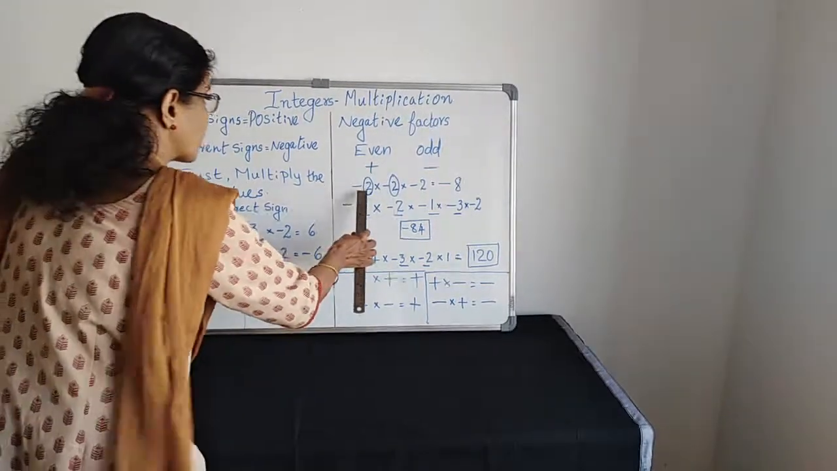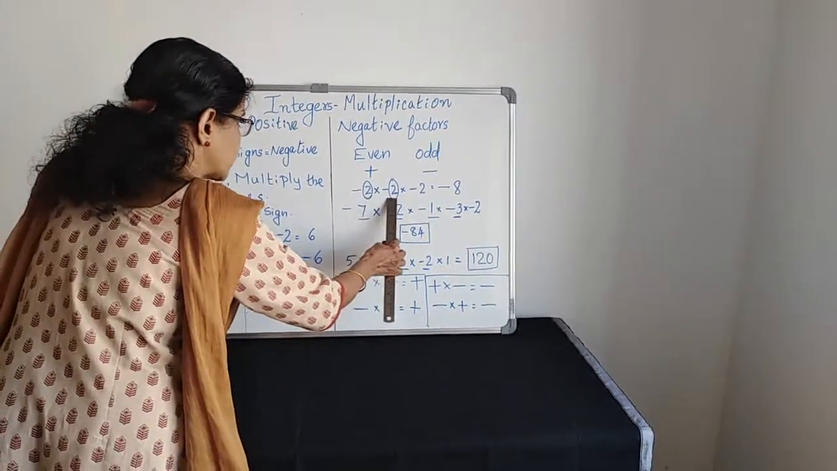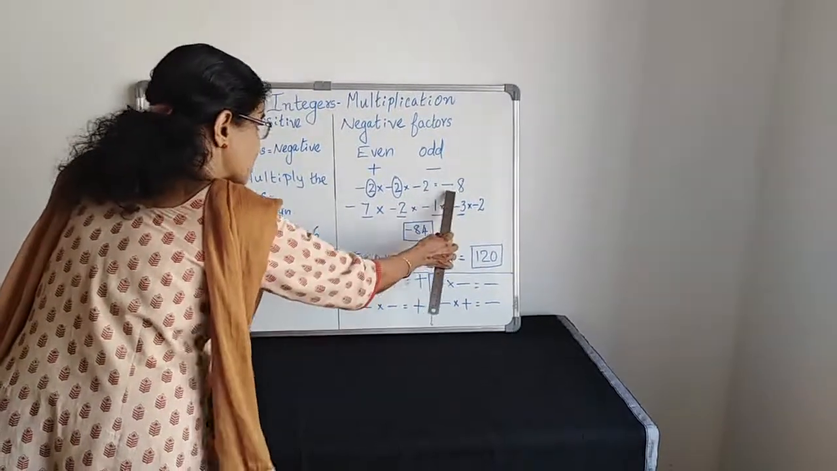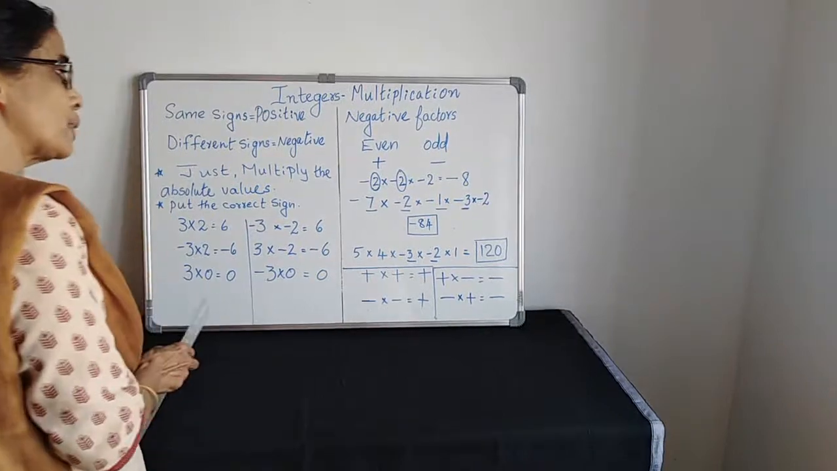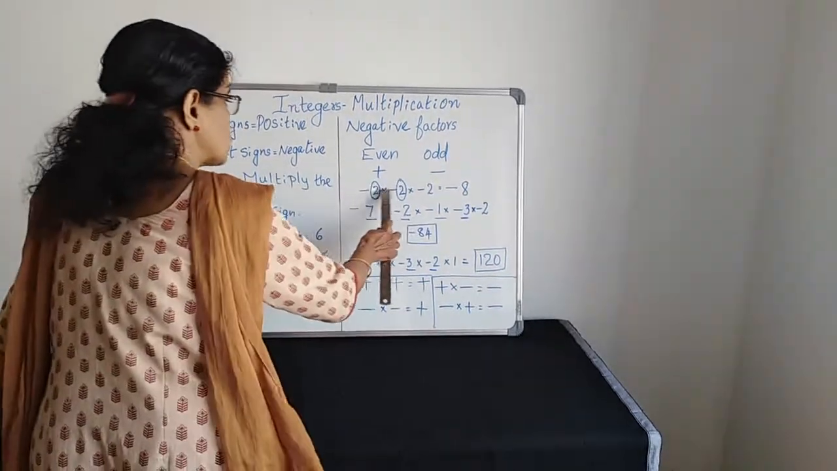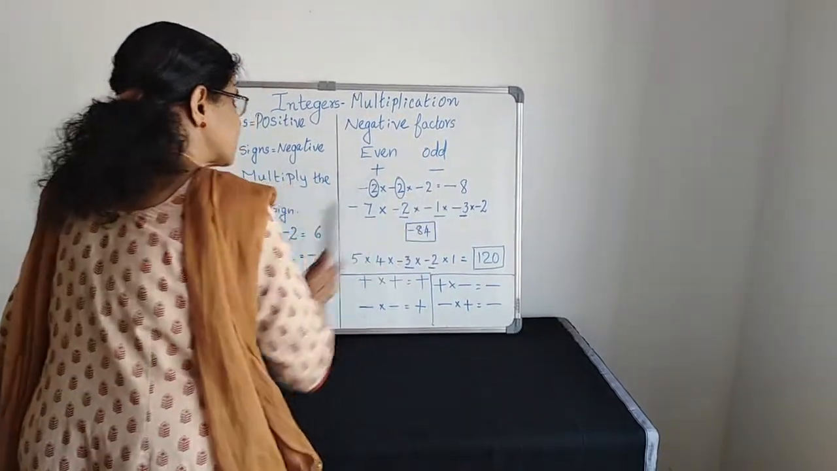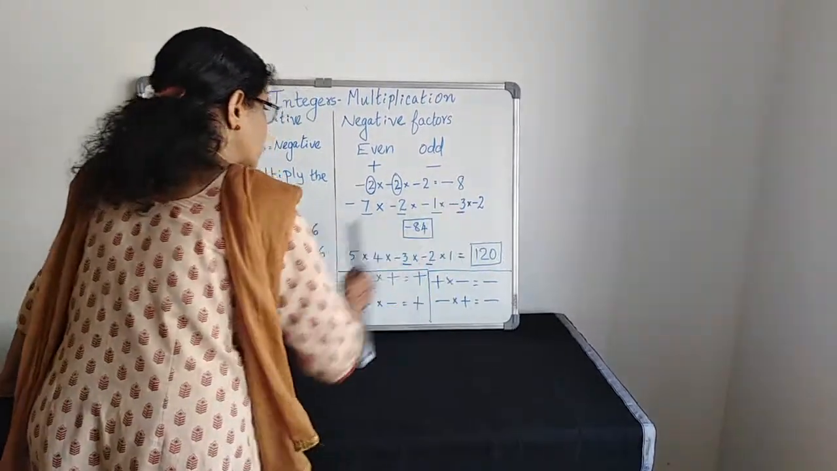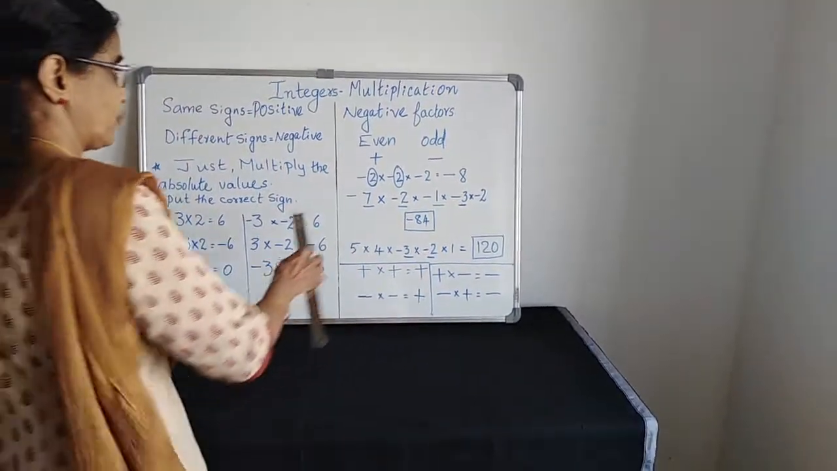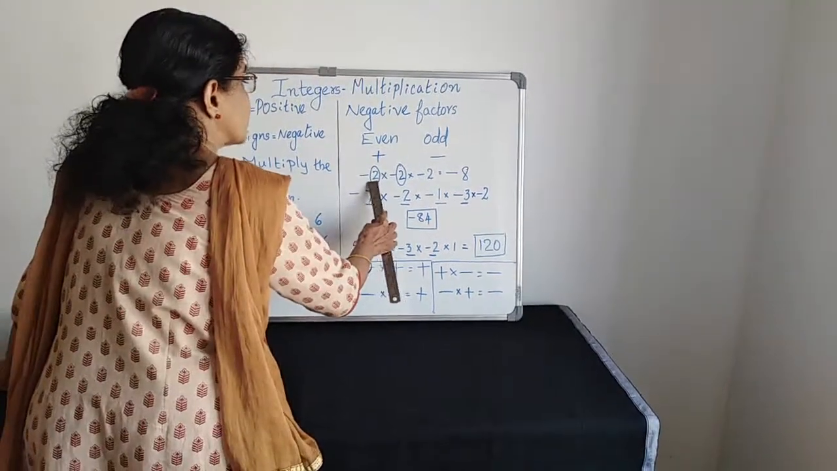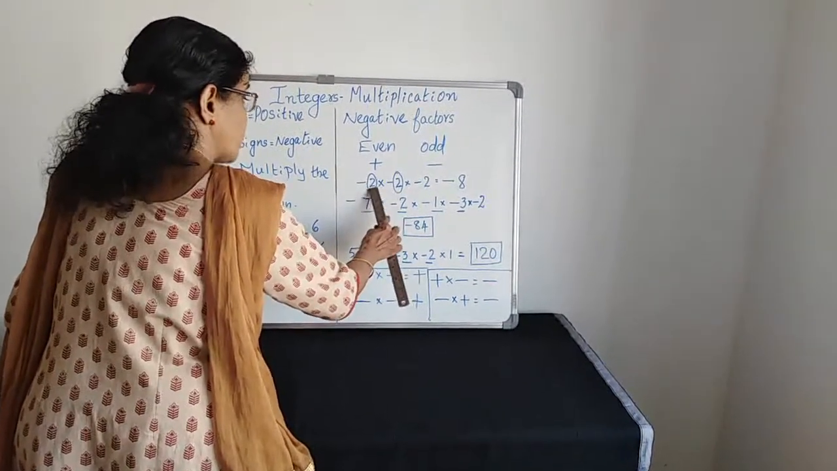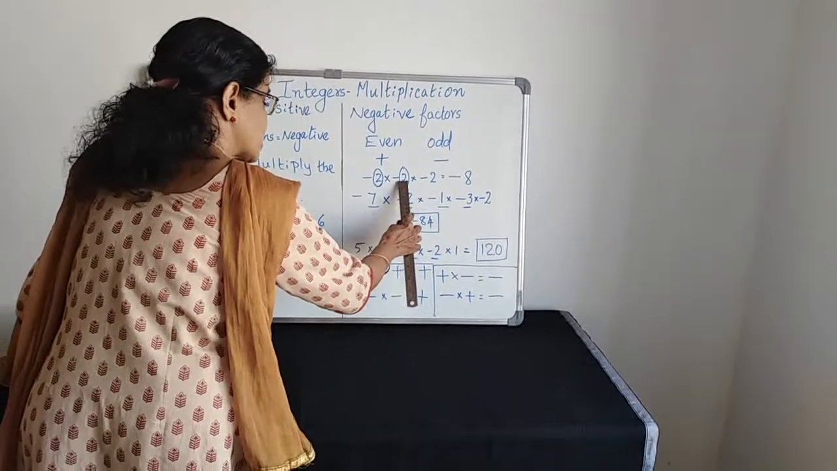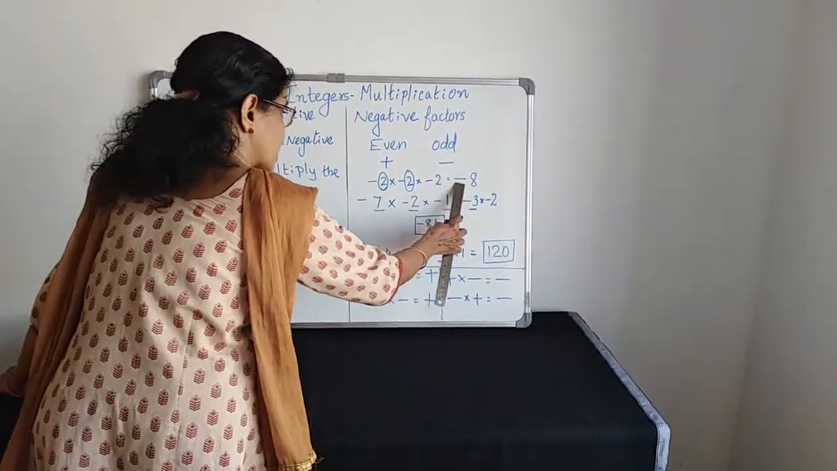Example: minus 2 into minus 2 into minus 2, which is equal to minus 8. First you multiply without the sign. 2 into 2, 4. 4 2s are 8. Take the absolute values, multiply, and write the answer 8. Now we are going to decide the sign. Negative times negative, so pairing. Negative into negative becomes positive. Then positive into negative, which is negative.